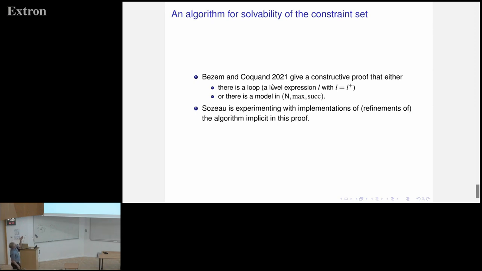And in particular, they have shown that for this algebra of the sub-semilattice with an inflationary endomorphism, there is a constructive proof that either there is a loop, that is, you can find a level expression L such that L is equal to its successor, or there is a model, so that they are consistent.